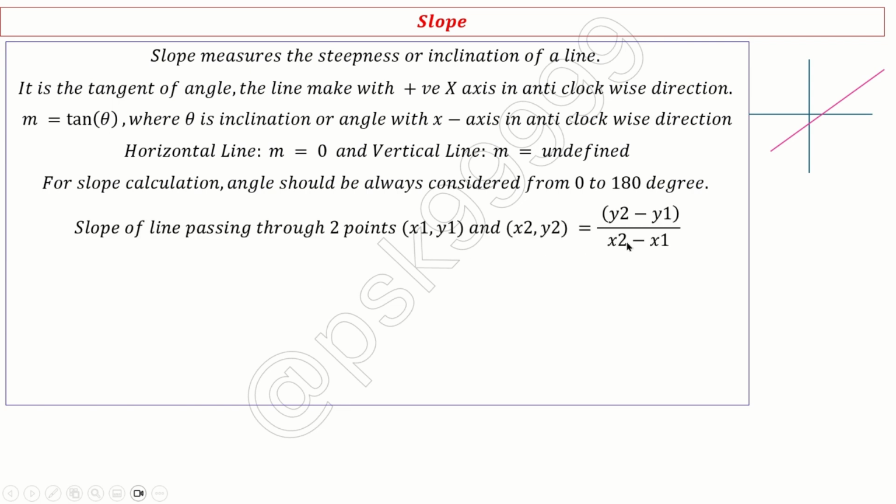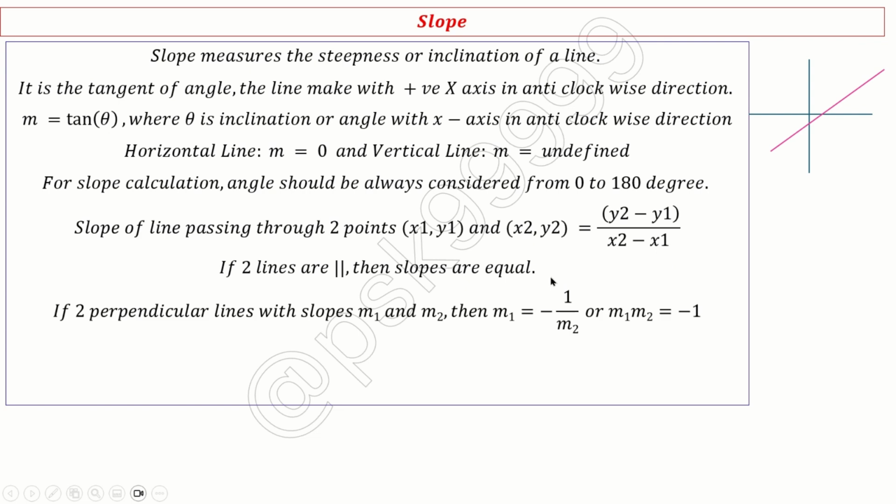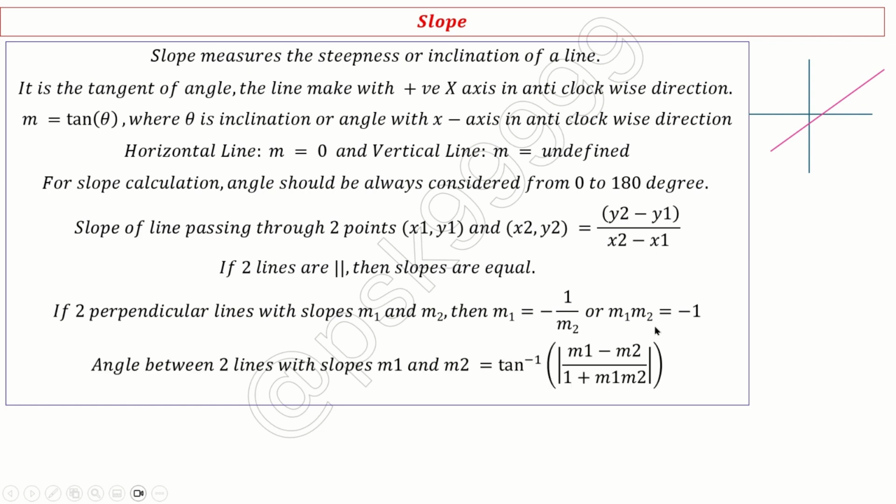The slope of a line passing through 2 points is y2 minus y1 divided by x2 minus x1. This is the slope given the 2 points. If two lines are parallel, then the slopes are equal. If the two lines are perpendicular, and the slopes of the lines are m1 and m2, then m1 equals minus 1 by m2, or m1 into m2 equals minus 1. The product of their slopes is equal to minus 1. The angle between two lines with slopes m1 and m2 is tan inverse of absolute value of m1 minus m2 divided by 1 plus m1 m2. These are all very simple. You can see the proof of the angle between two lines, and you can easily solve it yourself.